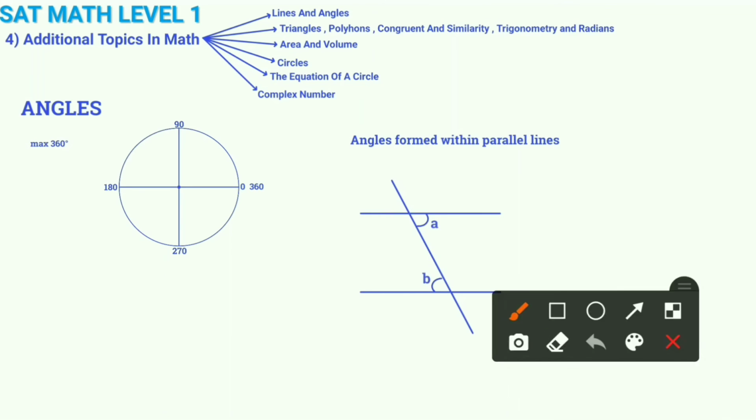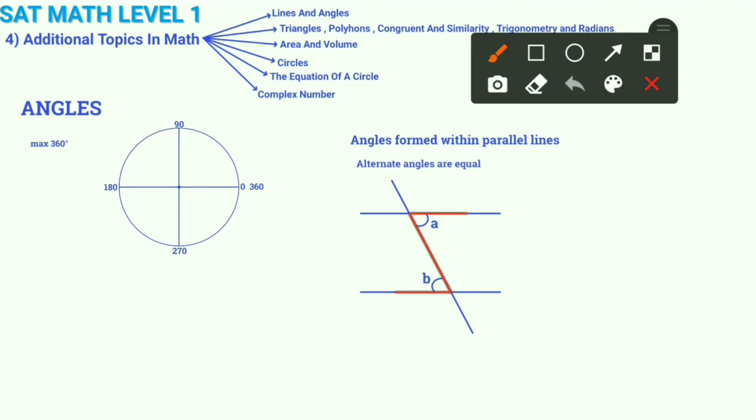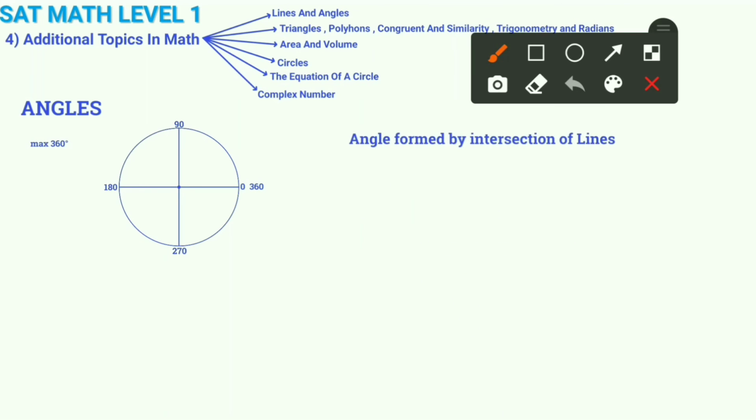Angles formed within parallel lines. Just see how angles are equal, how many of the angles are equal. Okay, corresponding angles are equal. A is equal to F. Interior angles add up to 180 degrees. Always remember it. Angles formed by intersection of lines. Yeah, very important.